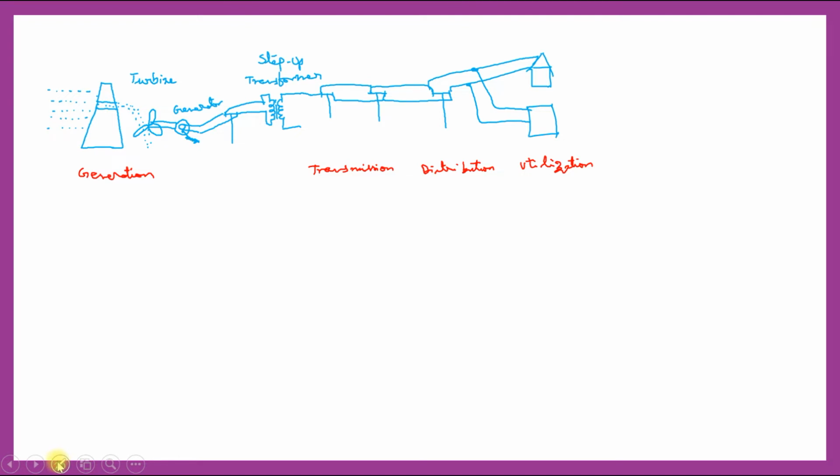We have already increased the voltage, so this is the transformer I have already used. Before distribution also I should have one transformer, and similarly after distribution I have one transformer. Of course, there are still single phase and three phase concepts, but let us forget about those things for the time being.